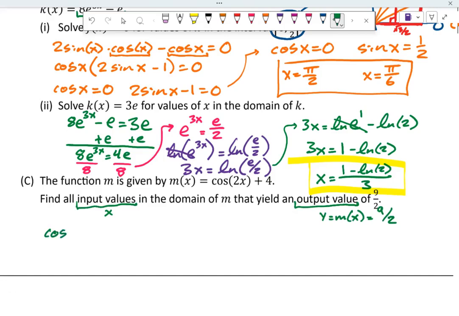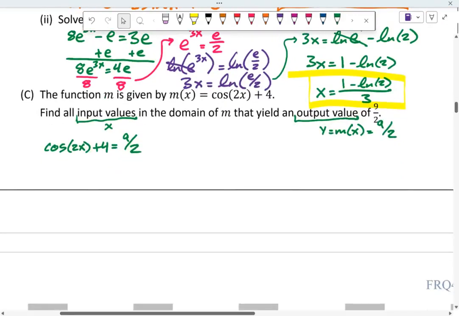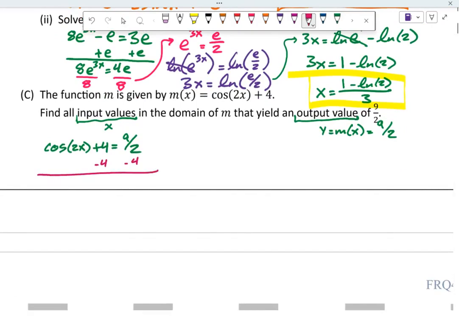So we have cosine of 2x plus 4 equal to 9/2, and I'm solving for x. What do I do first? Let's minus that 4. But I'm subtracting, so what do I need to have to be able to subtract? Yeah, so I have 9/2 minus, what does 4 become? 4 over 1, which would become 8/2. What's 9/2 minus 8/2? So we have cosine of 2x equal to 1/2.